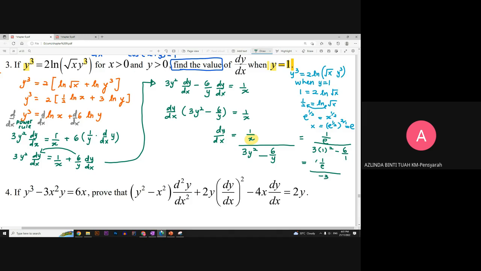Okay, ini tips yang saya dah bagi hari tu. Kalau ada fraction dekat atas, simply bring it down. So, jawapannya negative 1/3e. Okay, kalau nak press calculator, it's not wrong. Tapi, jawapan dalam bentuk e adalah lebih baik. Okay, one more.